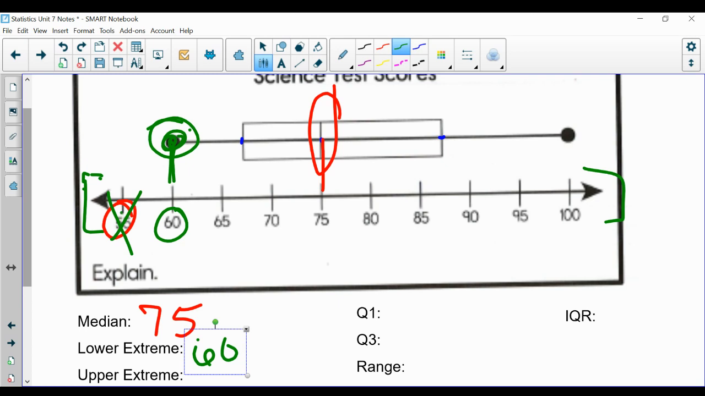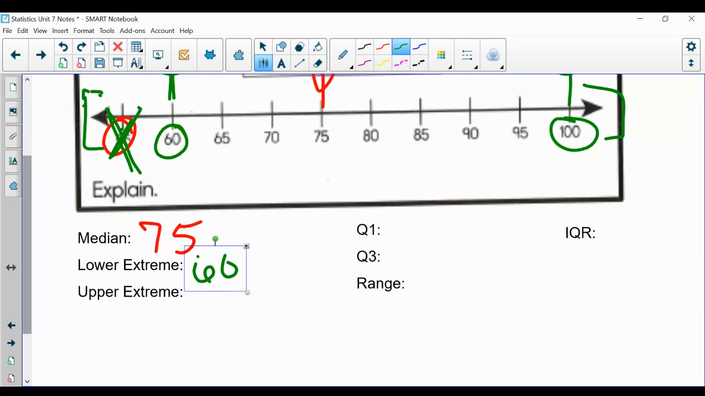All right, so like I said before, I don't care about this 55 because it's not my data set. It's not a part of my data set. So my lower extreme is going to be 60. Okay, then you're looking for your upper extreme. Again, that's your last dot. That's what I'm looking for. I found the dot, I look down, and the number that represents that dot is 100. So my upper extreme would be 100.